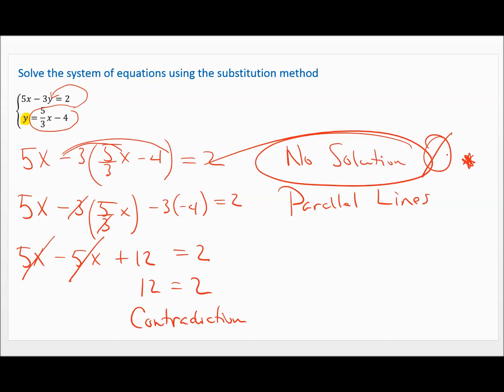So I hope this helps. These require a lot of practice, and we'll return one more time to talk about solving systems of equations using the elimination method.